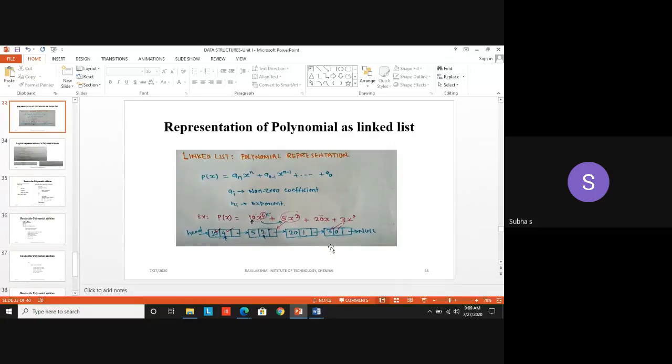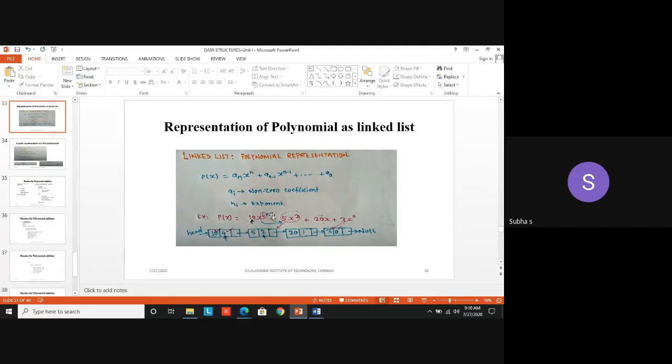After differentiation, what will be the answer for 10x power 4? 40x cube, good. Plus 10x, plus 20. Very good. So you have to multiply coefficient and power. That is called differentiation. Don't confuse it with normal multiplication. For a single equation, you multiply the coefficient and power and reduce the power by 1 for each term.